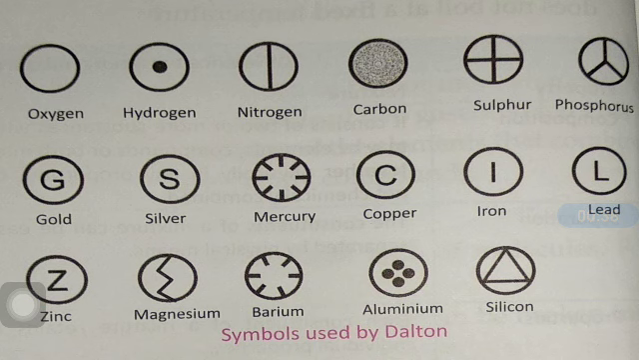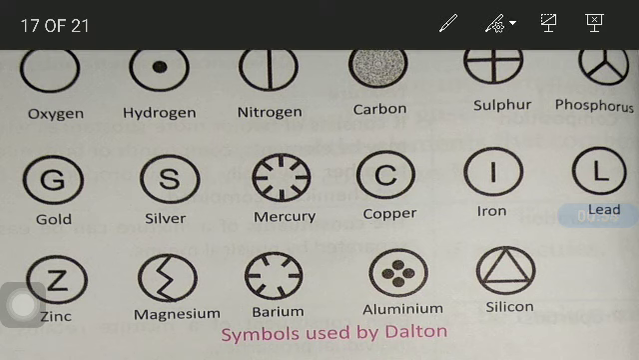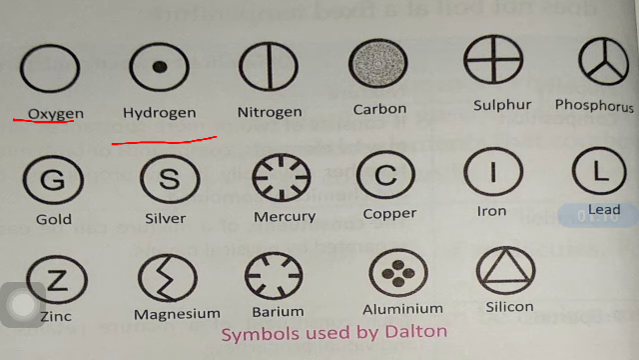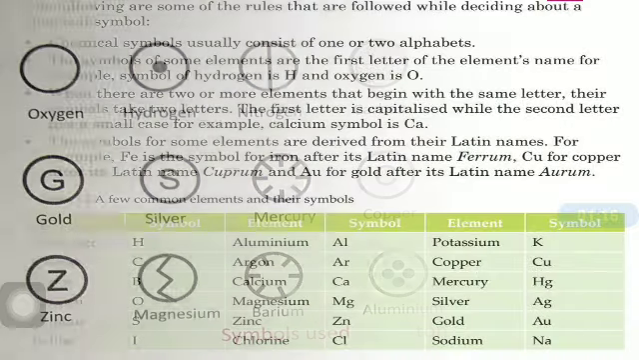Earlier scientists used picture symbols to represent elements. Later, John Dalton improvised these symbols and proposed a scheme of notation to represent elements. For example, he used this symbol for hydrogen and this one for oxygen. But as the number of known elements increased, this method also became very tedious.